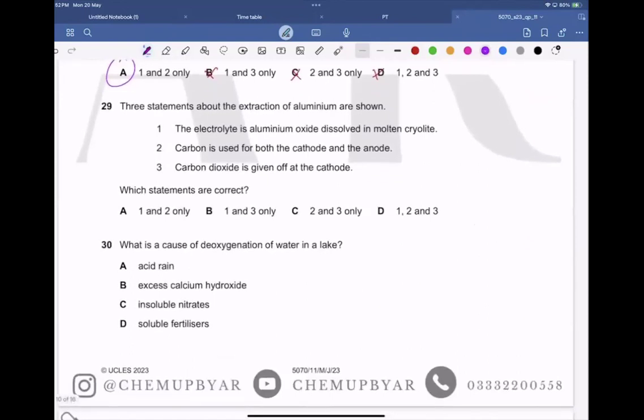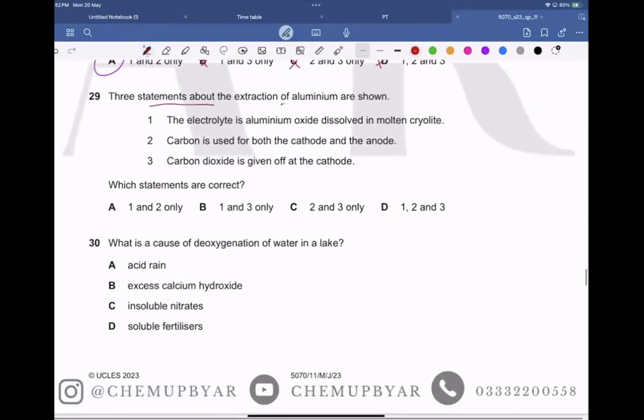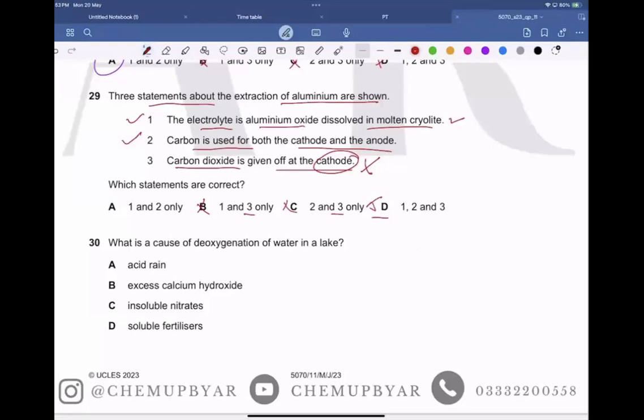Now question number 29. Three statements about the extraction of aluminum are shown. The electrolyte is aluminum oxide dissolved in molten cryolite. Yes. Carbon is used for both cathode and anode. Yes. Carbon dioxide is given off at the cathode. No, it's not the cathode, it's the anode. So the third statement is wrong over here as well. So if the third is wrong, it makes B, C, and D wrong, and we are left with A. So A is correct.